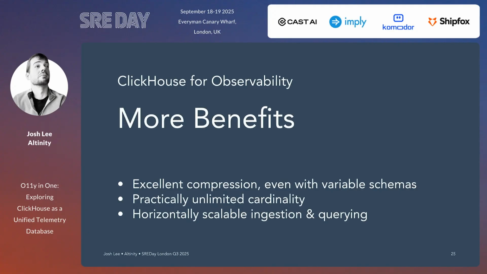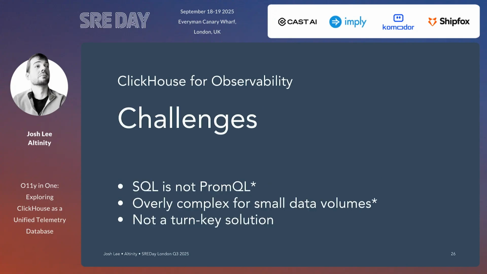In ClickHouse, high cardinality means millions. So it's a completely different game when we're talking about the ability to handle cardinality. It's really just something that you're not going to have to think about as much. And then, of course, we get the awesome horizontal and vertical scalability. It's not perfect, though. Nothing's perfect.